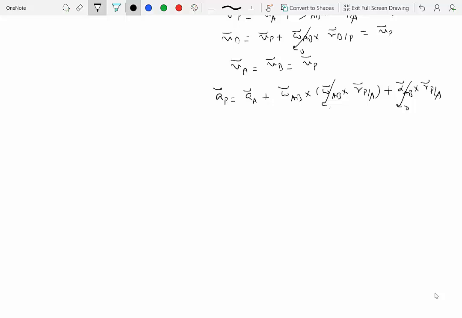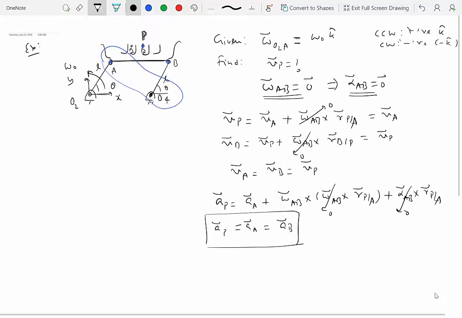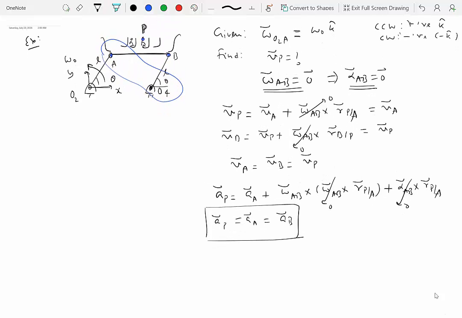Alpha is 0, omega is 0, so the acceleration of P is equal to the acceleration of A, which will also be equal to the acceleration of B. So for a rigid body that is translating, whether it's translating along a straight line or along a curved path, the velocity of every point and the acceleration of every point would be the same. But that still doesn't answer the question, what is that velocity? What is that vector that will give you the velocity of point P?